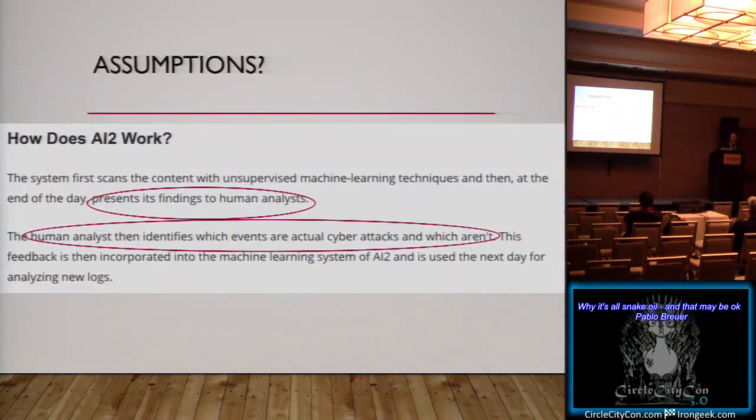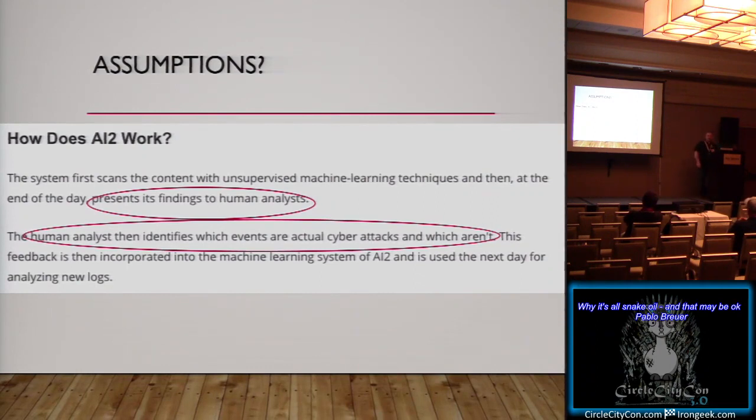So I went to the MIT site, and I took a look at their documentation. Here are the assumptions. It presents its findings to a human analyst, and then the human analyst identifies which events are actual cyber events and which ones aren't. So you didn't do this via automation. You built a really fancy firewall, right?